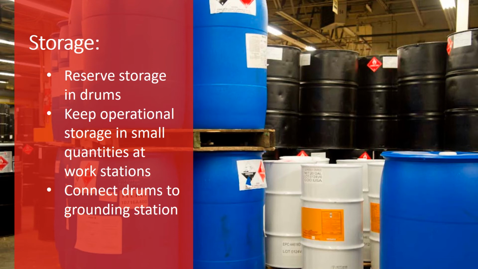Drums should be connected to a grounding system. This eliminates static electric buildup when dispensing from the drum. If the plant you are in does not have a drum storage room, drums should be stored in a safety cabinet. They're available in sizes to hold drums vertically and horizontally.